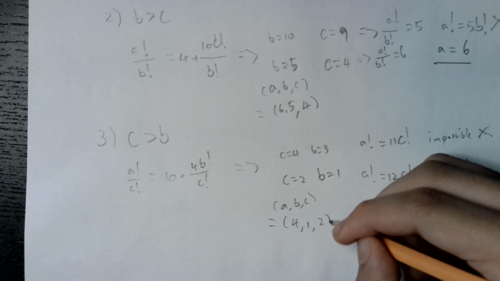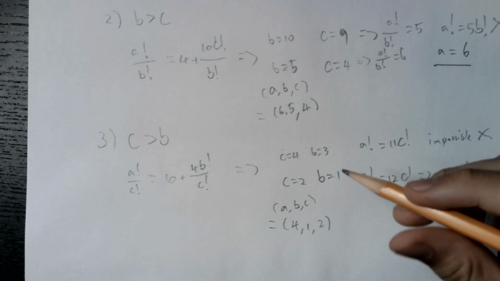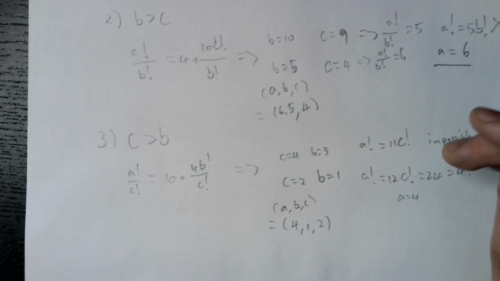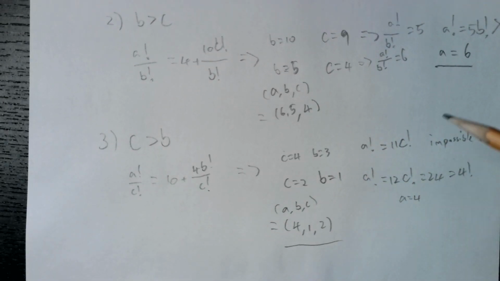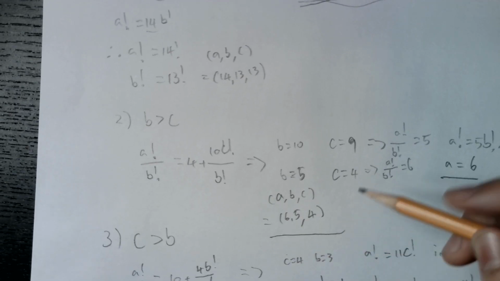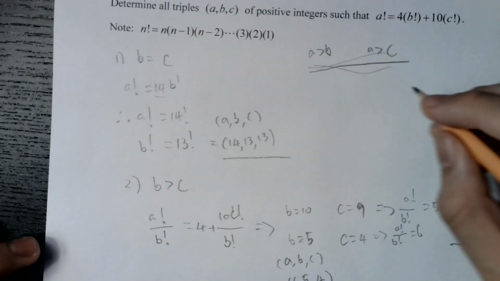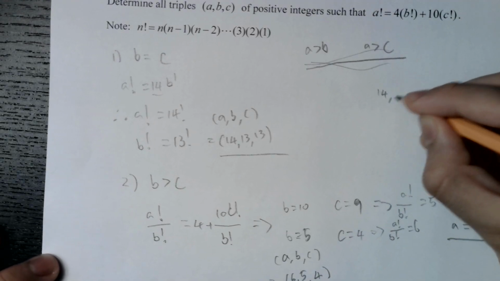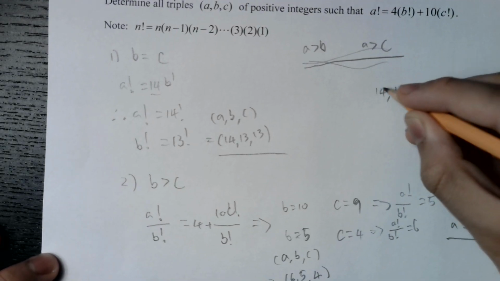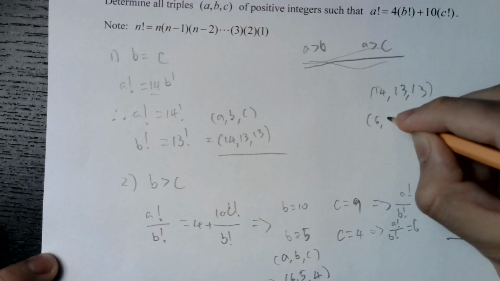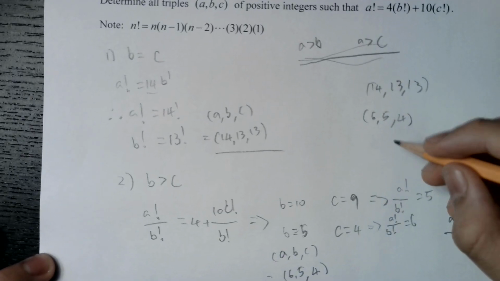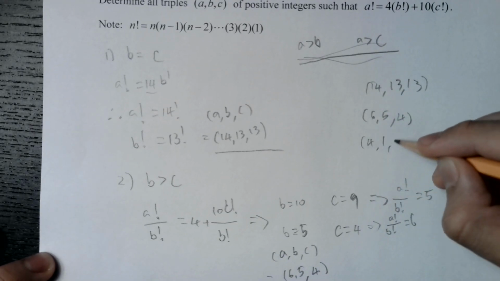This means for each of these cases, we have exactly one triplet that works. So our 3 triplets here are going to be 4, 1, and 2, 6, 5, and 4, and 14, 13, and 13. So our answer is going to be 14, 13, 13, 6, 5, 4, and finally 4, 1, and 2.